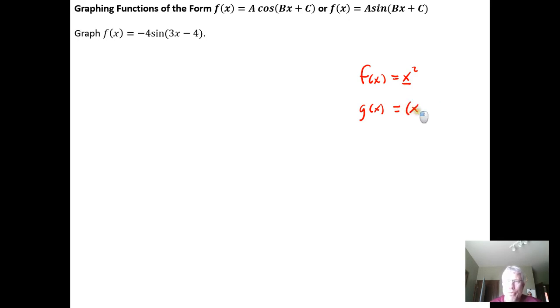So for example, if we have (x minus 2) squared, this takes the graph of x squared and translates it 2 units to the right because of the subtraction. Similarly, if we have a function h of x equals, let's say, (x plus 1) squared, this translates the graph of x squared over 1 unit to the left because of the addition.